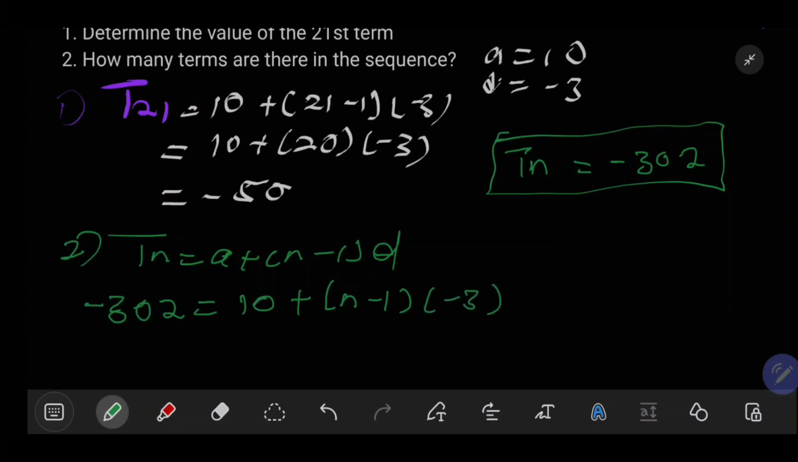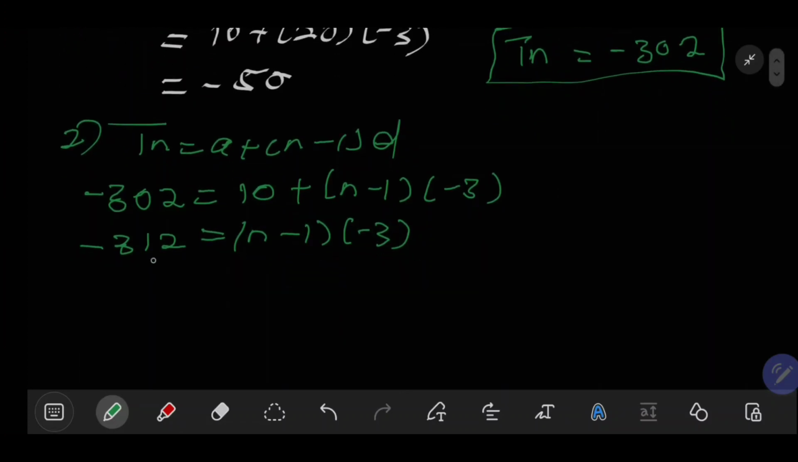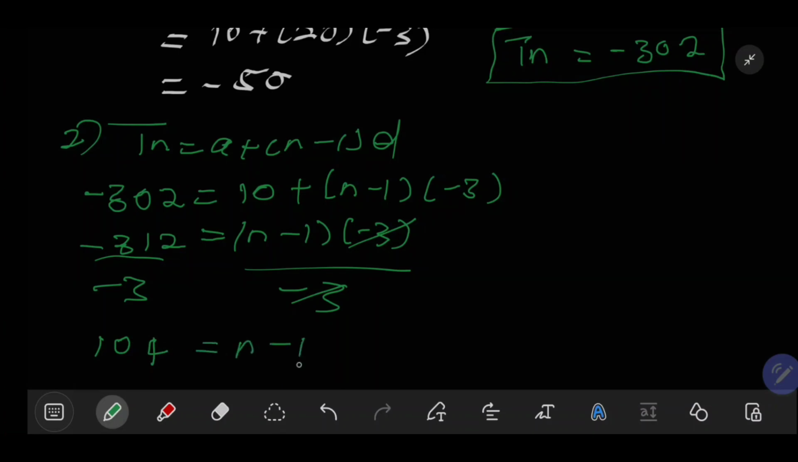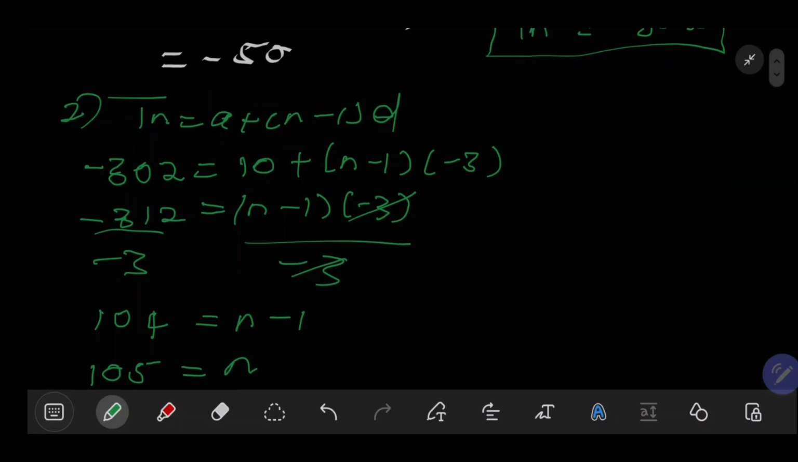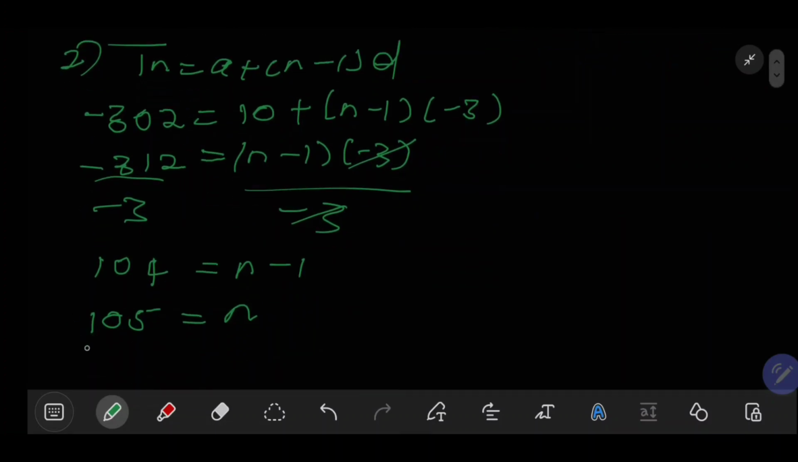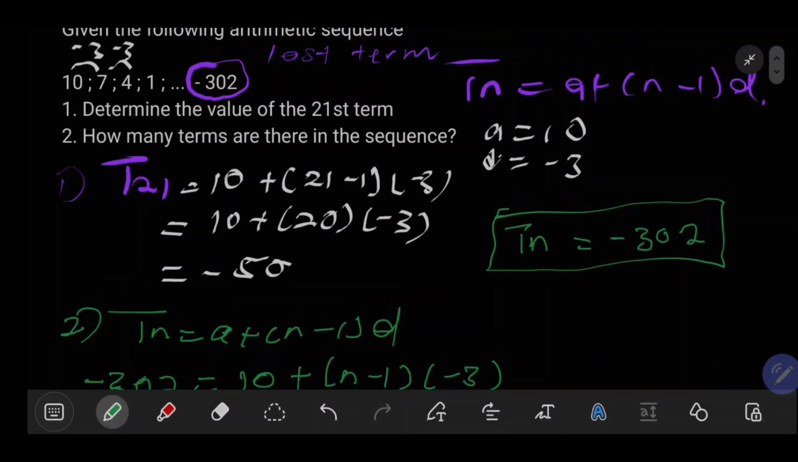Then we can take this 10 to the other side, and then we will have negative 312, which is equal to (n minus 1) multiplied by negative 3. Okay, and then we divide both sides by negative 3. When we divide both sides by negative 3, we have 104, which is equal to n minus 1. Then we take this 1 to the other side, and we have 105 is equal to n. So it means there are 105 terms in this sequence.